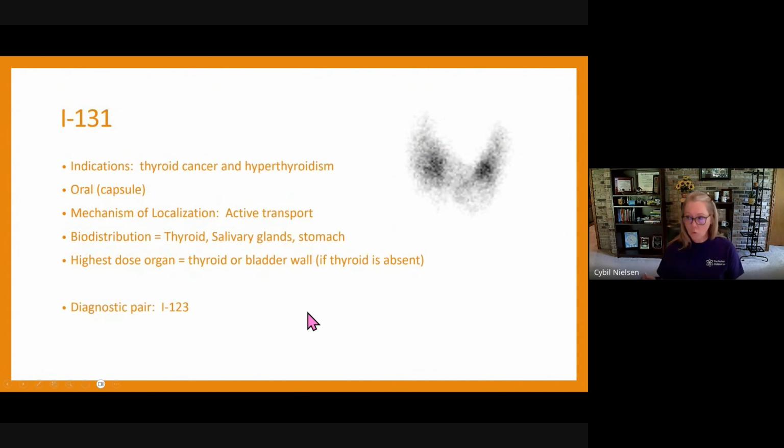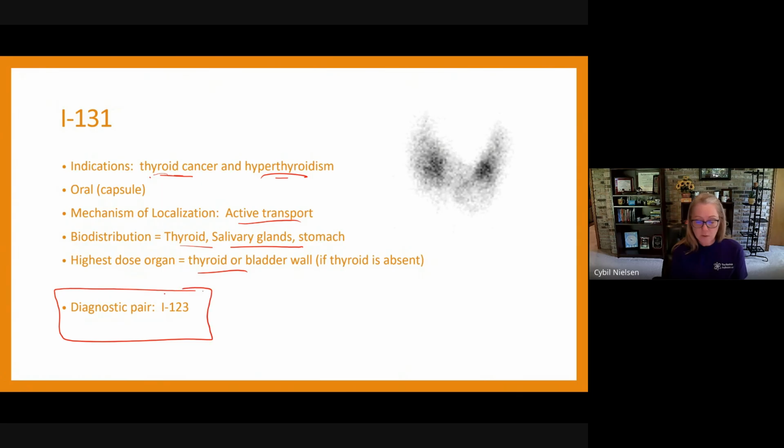This is the only oral therapy that we have. All of the other therapies are injected. For thyroid cancer and hyperthyroidism, I've also given you the mechanism of localization, where it distributes, the highest dose organ, and each one of these is going to have a diagnostic pair. So all 6 of these are considered theranostics.